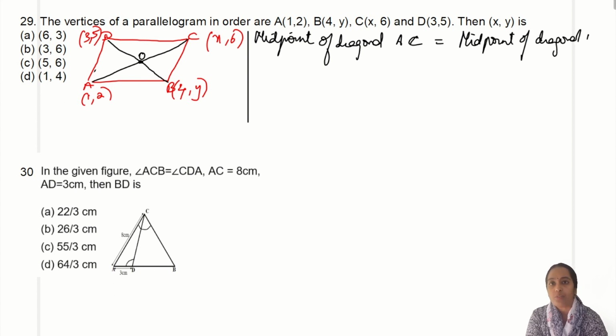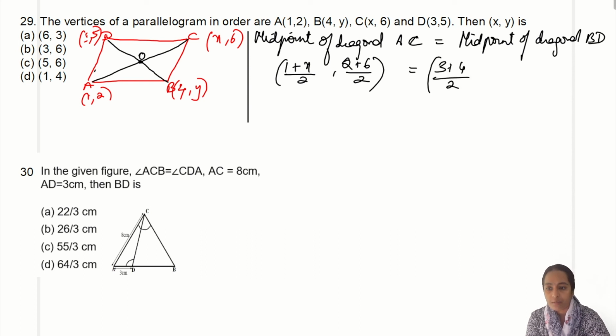What is the midpoint of diagonal AC, children? We have here A is (1, 2), C is (x, 6). So the midpoint is going to be ((1 plus x) by 2, (2 plus 6) by 2). What is the midpoint of BD? ((3 plus 4) by 2, (5 plus y) by 2).